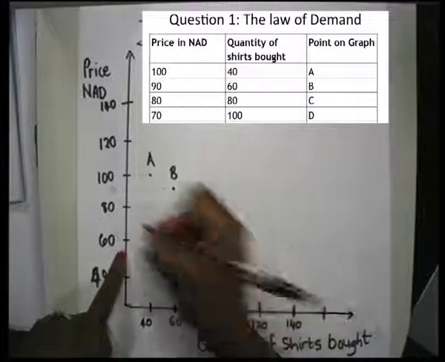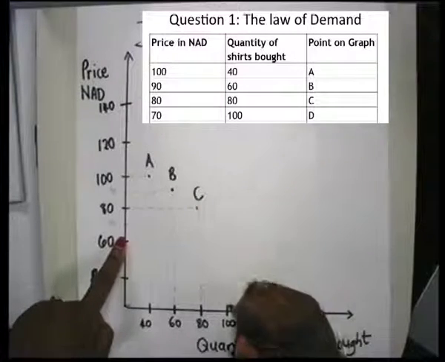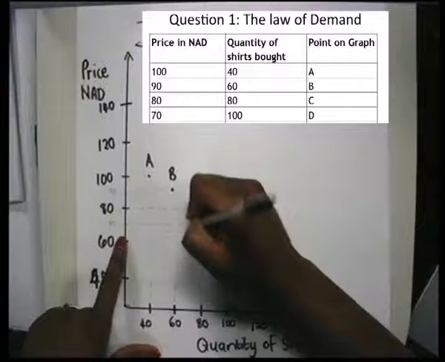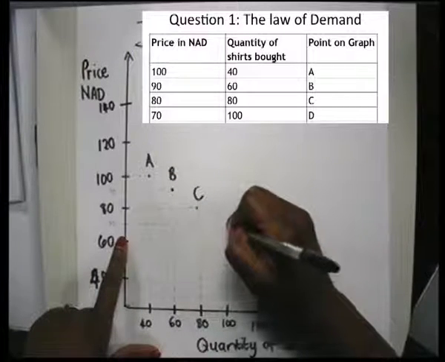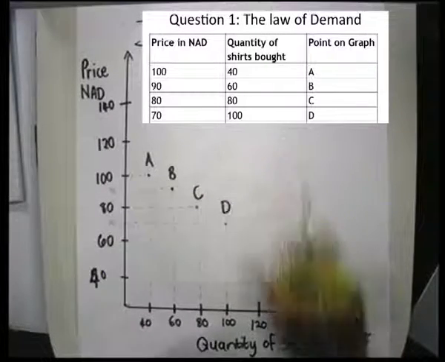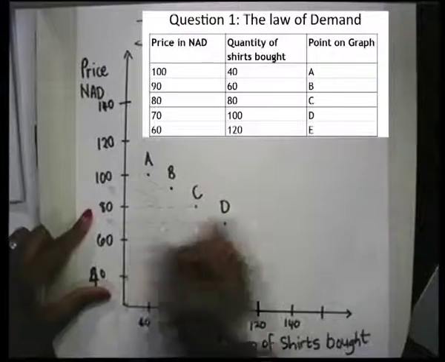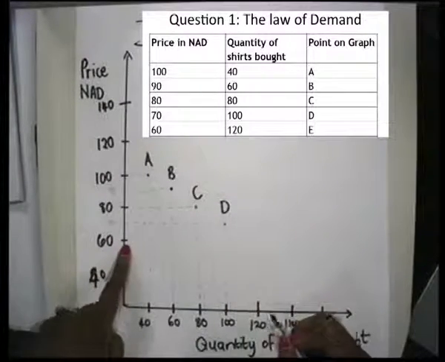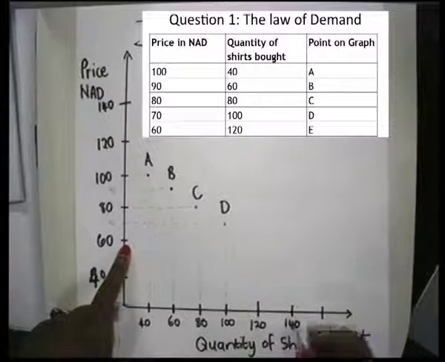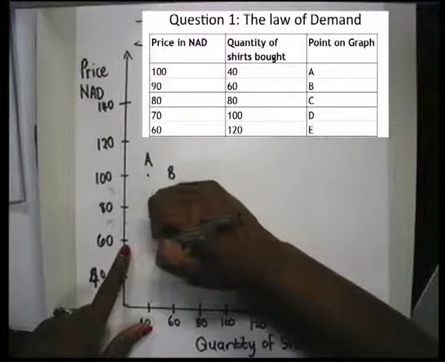The price is 70, so 70 lies between the 60 and the 80, and the quantity is 100 shirts, so then we just plot it. And this we call D. Then we go to E, where we have 60 Namibian dollars, and the production is for 120 shirts. So then we just need to plot this on our graph as well.